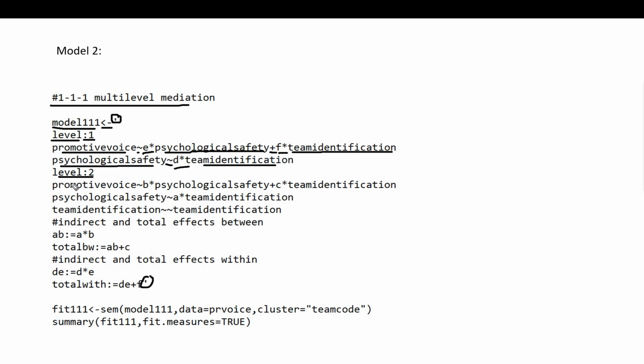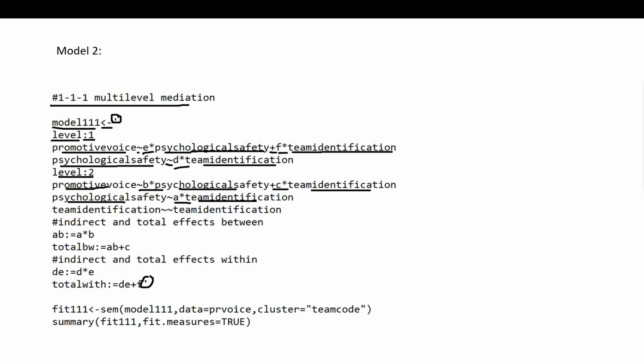For now, we can also specify level 2. So we have level :2. Then we have promotive voice, psychological safety, and team identification. Then psychological safety, tilde, team identification. So you can see that the specification is exactly the same between levels 1 and 2. But in this case, I'm adding in labels for paths A, B, and C.